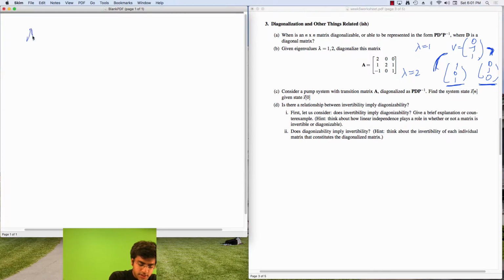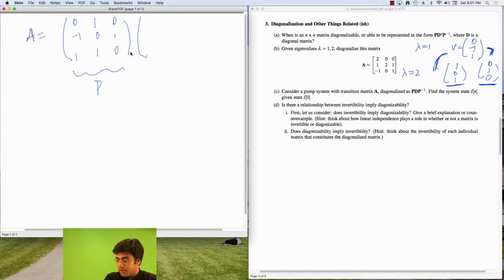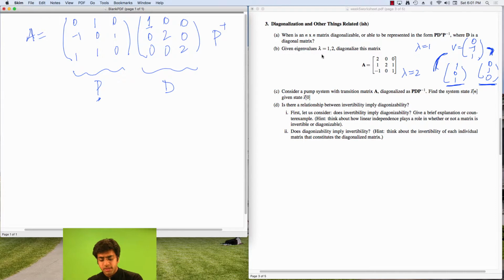And then we can diagonalize the matrix A as, let's just stack them up, (0, -1, 1), (1, 0, 1), (0, 1, 0). So this is the P matrix. Now corresponding to (0, -1, 1), I have the eigenvalue of 1. Corresponding to the other two, I have the eigenvalue of 2. And then this is my D matrix. And then finally, I have P inverse, which can be computed using P. So that was the diagonalization of this matrix A.